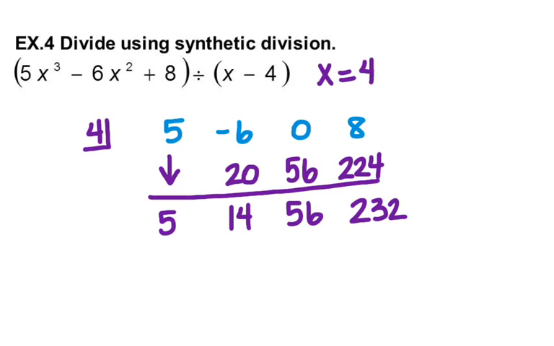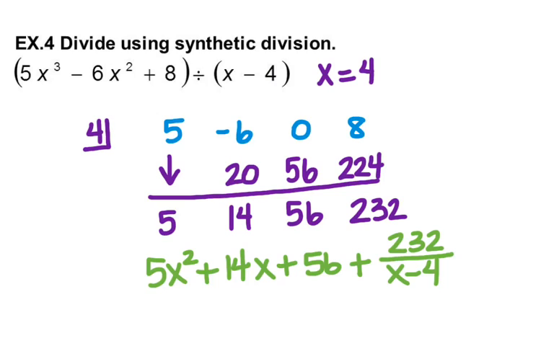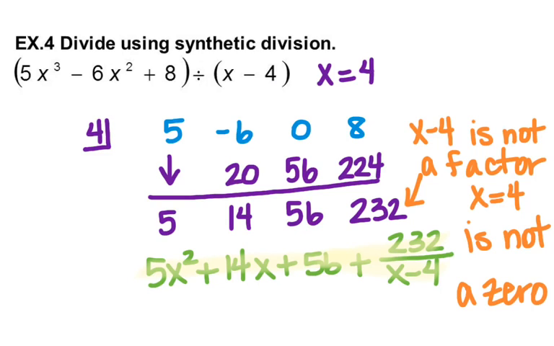So our answer for dividing these two polynomials, start with the next lowest exponent, would be 5x squared plus 14x plus 56. Since I did not get a 0 on here, this means I have a remainder, so plus 232 over what we were dividing by, x minus 4. Now, since I did not get a 0 remainder, this means that x minus 4 is not a factor, and x equals 4 is not a solution or a 0.